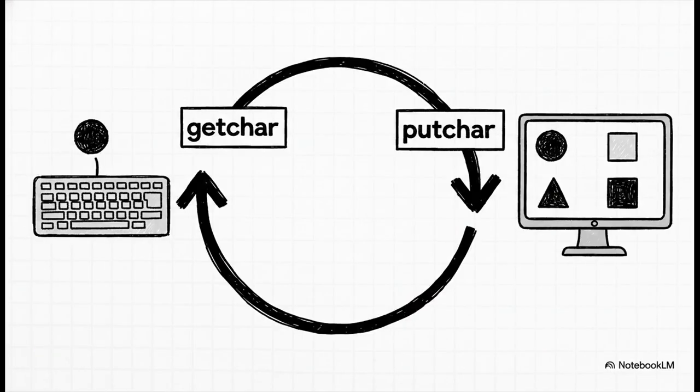And here's how they work together. This program first calls getchar to get a character from you. Then it starts a loop. As long as the character isn't the special end-of-file signal, it immediately prints the character it just read using putchar, and then it gets the next one. What's the result? A simple echo program. Whatever you type, it instantly types it right back at you.